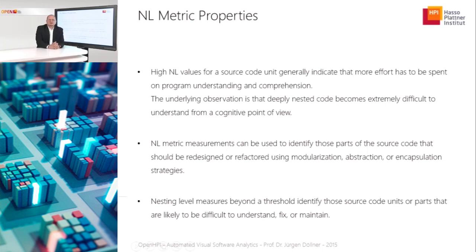The nesting level metric measurements can be used to identify those parts of the source code that should be redesigned or refactored using different concepts such as modularization, abstraction, or encapsulation strategies. Nesting level measures beyond a certain threshold identify those source code units or parts that are likely to be difficult to understand, to fix, or to maintain. However, the threshold depends on your project, but common values for thresholds are 4 or 5.